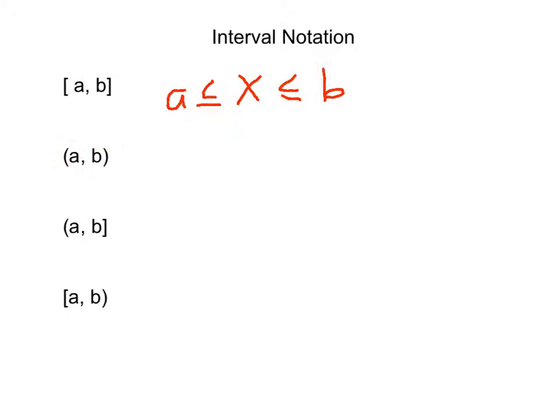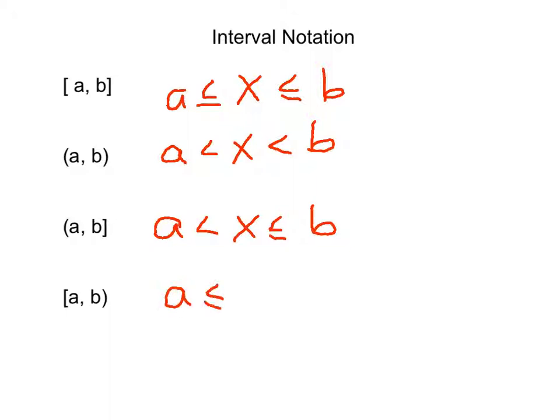When you have parentheses, that's just telling you that those numbers aren't included. So this tells you that X is between A and B, but does not include A and B. So this one, you just got to be a little bit careful. Parentheses always exclude the number. Down here we have A and B and X in the middle, but we see that B is included and A is not. So the numbers between A and B, including B, but not including A. And finally down here, the numbers between A and B, including A, but not B.